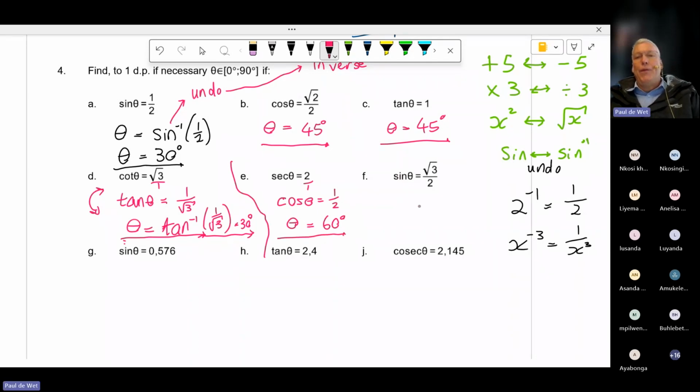Okay. Sine theta is root 3 over 2. This one's easier. I could just undo sine of root 3 over 2. It's a special angle. It's also 60 degrees. Guys, I hope you're following.